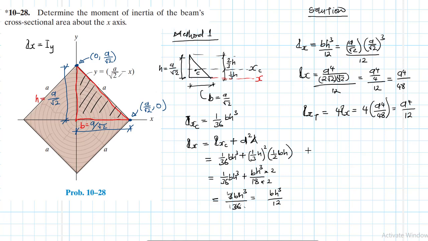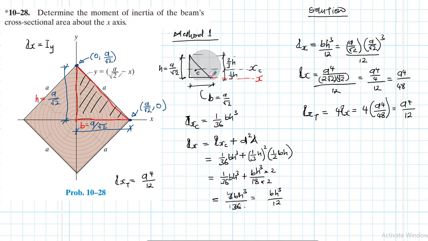This is in a case where you know the moment of inertia of a triangle. I'm calling this my method 1. Like I said, this problem can be attacked in different directions. So we found that our total moment of inertia is equal to a to the power 4 over 12.